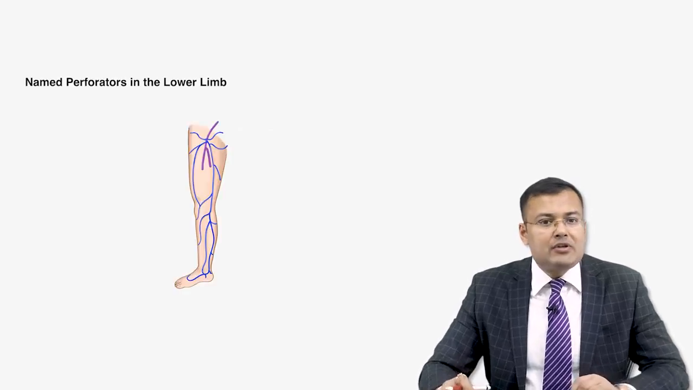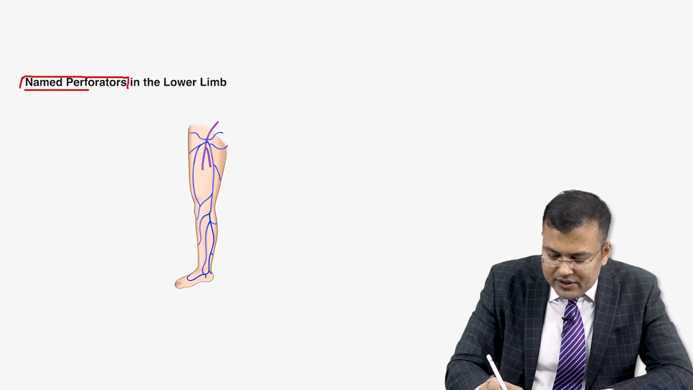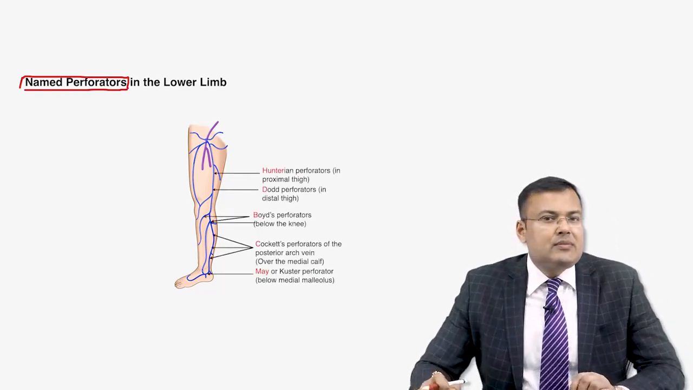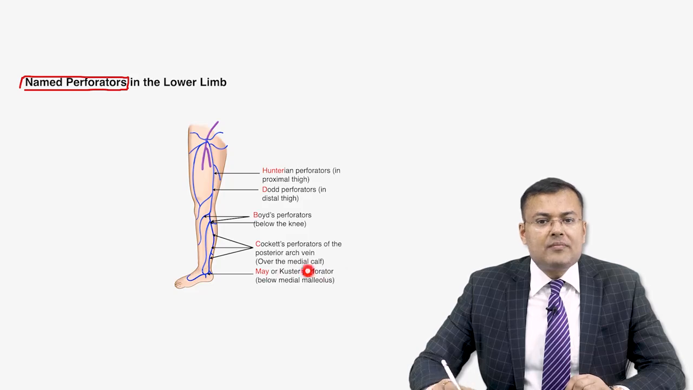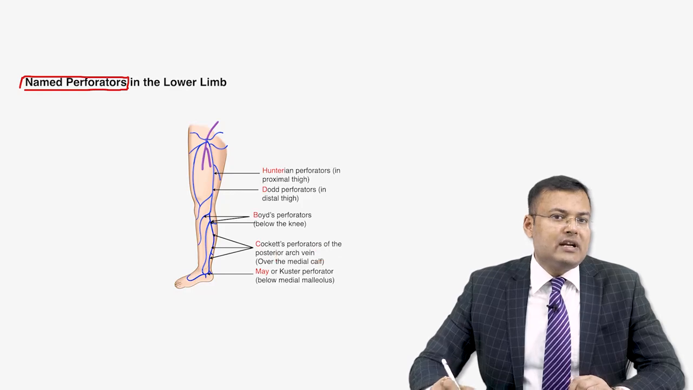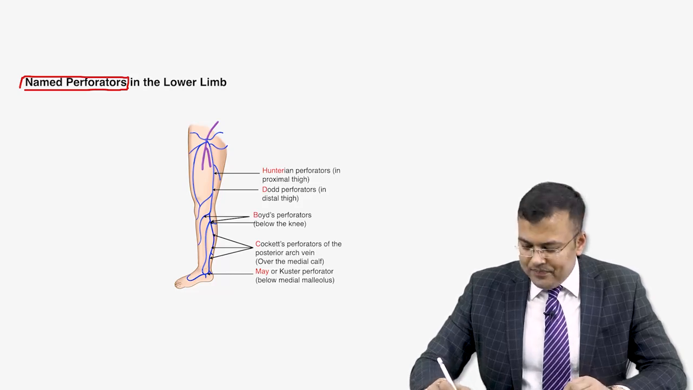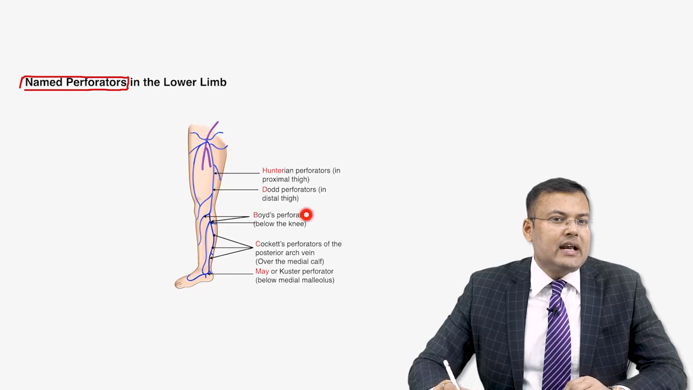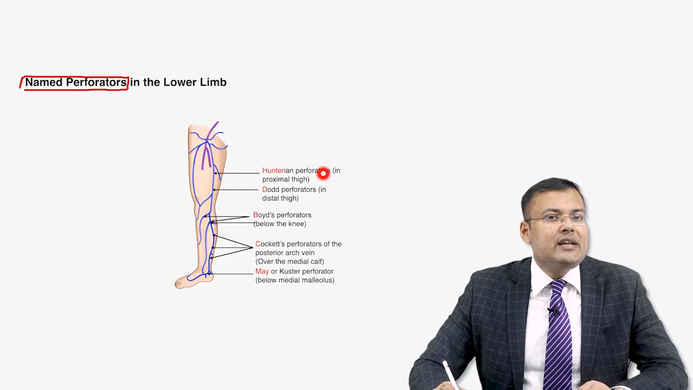And you can see the names of perforators. Examiners ask about the named perforators. Just below the medial malleolus, there is the May or Cockett perforator. After that, over the medial calf, are the Cockett perforators of the posterior arch line. Then below the knee, there are Boyd perforators. Above the knee, especially in the distal thigh, Dodd perforators, and in the proximal thigh, there are Hunterian perforators.